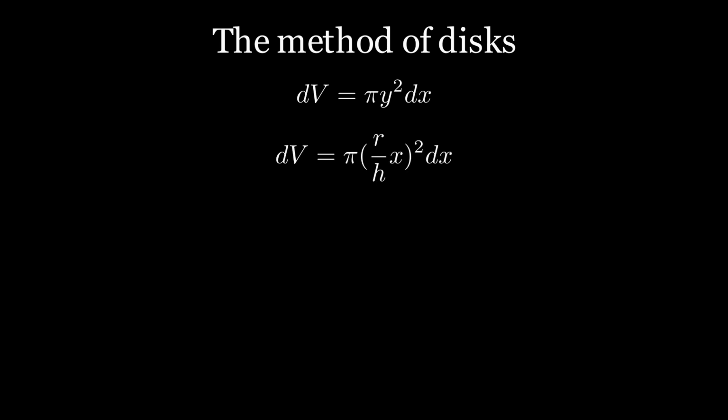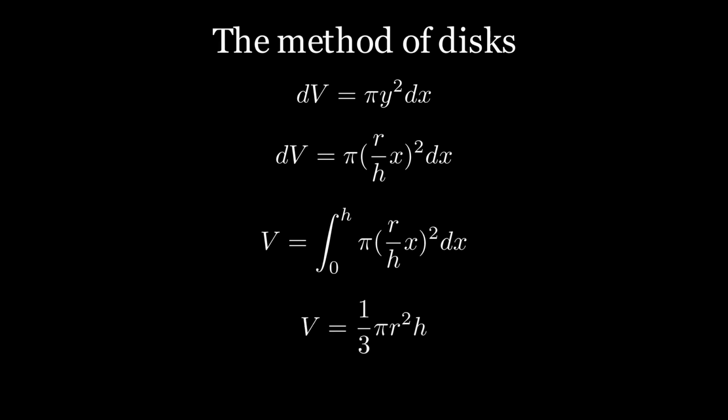Now, if we integrate all of those disks, we are going to get the volume of the solid. That's called the method of disks. The volume of one disk is going to be pi y squared times its thickness dx. Next, we replace y with the function. Now, the total volume of the cone is going to be the integral from 0 to the height of the cone of the volume of every little disk.